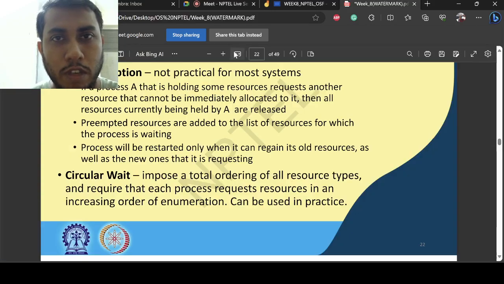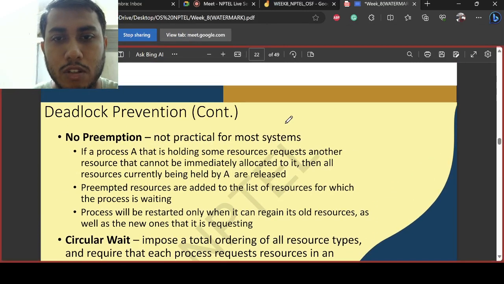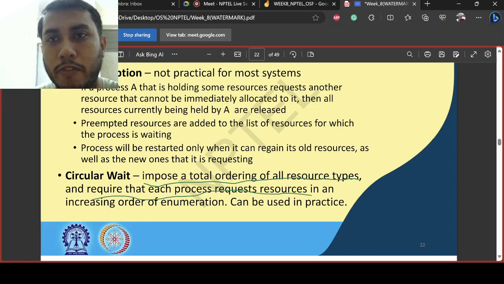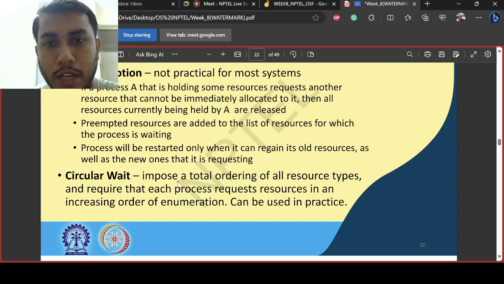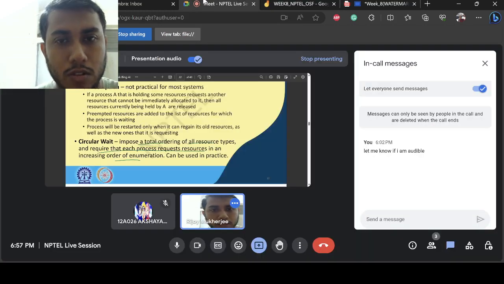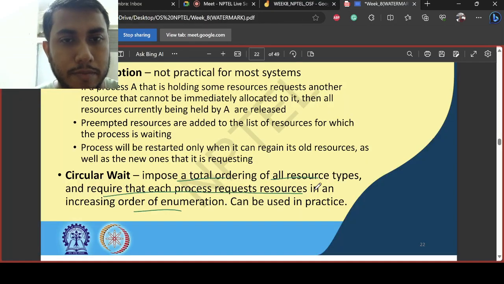So if you check it, basically we impose a total ordering of all the resource types and require that each process requests resources in an increasing order of enumeration. So we impose a total ordering of all the resource types and require that each resource type is requested in an increasing order of enumeration. Okay, so that is previously determined.